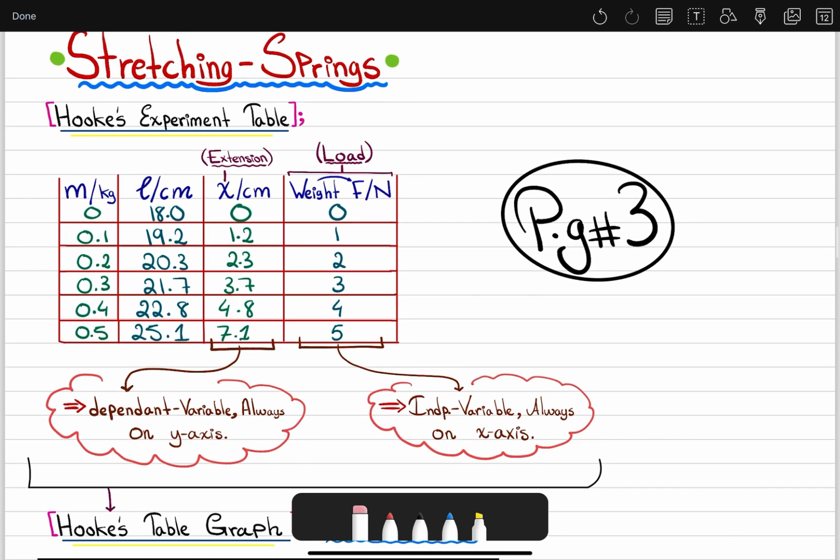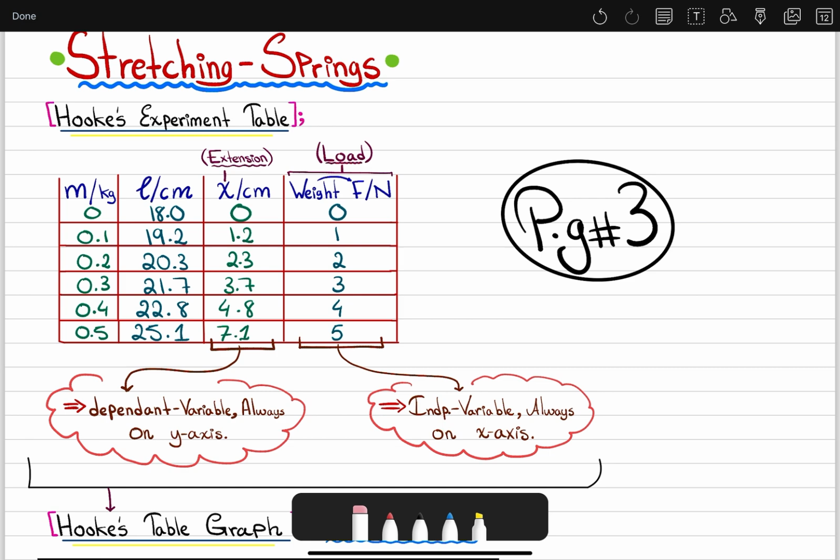So before I come to the extension-load graph, let's first understand Hooke's experiment. Robert Hooke, I don't mean the singer Robert Hooke, I mean the scientist Robert Hooke. Robert Hooke was a scientist who executed an experiment on springs. As you can see in this table here, we have mass in kilograms, length in centimeters, extension in centimeters, and weight in force per Newton, okay?